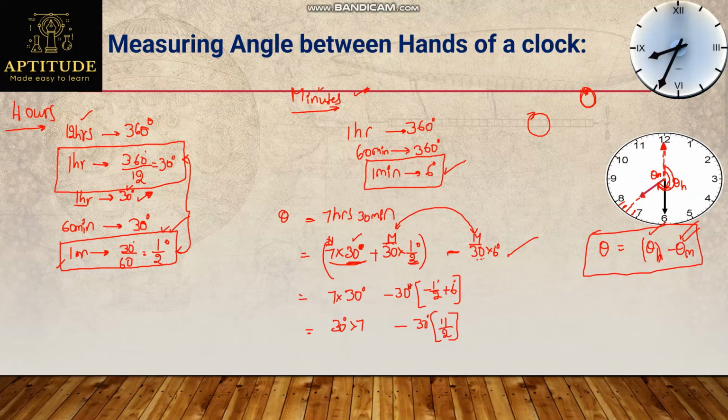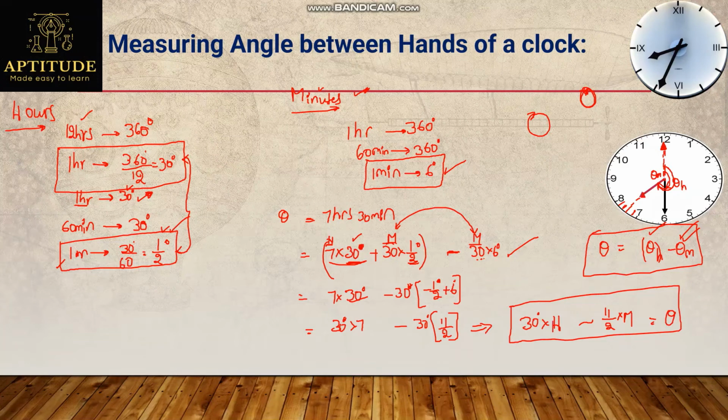Sorry, this is minutes, right? So what I can say here, as these degrees are constant, this degree refers to hours and this 11 by 2 degrees refers to minutes. So from this I can frame a formula: 30 degrees for h number of hours, difference between these, and 11/2 is constant for n number of minutes. So this is nothing but the angle between hands of a clock.